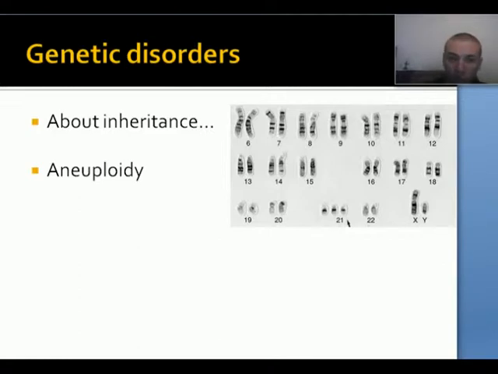One of the most studied genetic disorders is called aneuploidy. That is an abnormal number of chromosomes. For example, Down syndrome, also known as trisomy 21, has an extra chromosome number 21, as you can see in the image right here. There are many other kinds of aneuploidy. It could be one chromosome less or one chromosome extra.